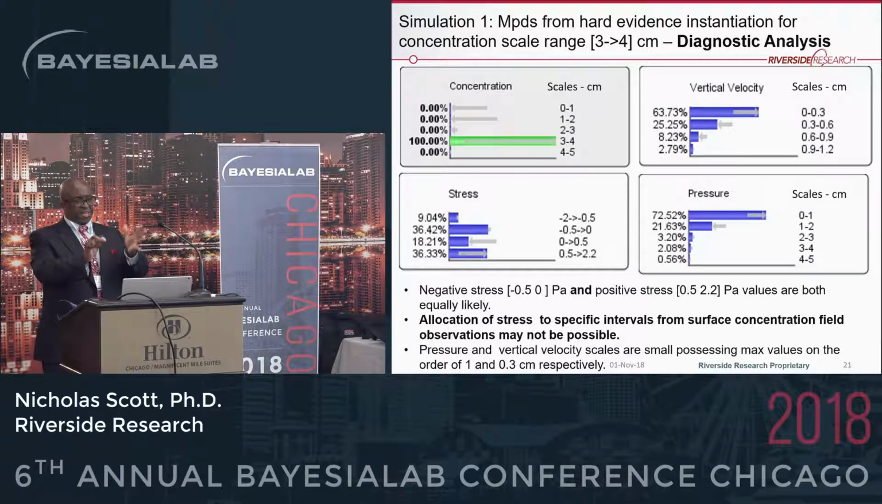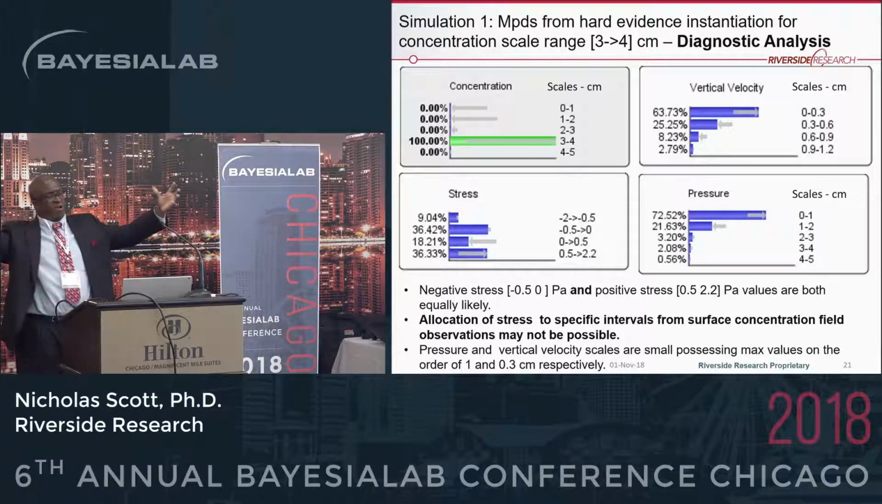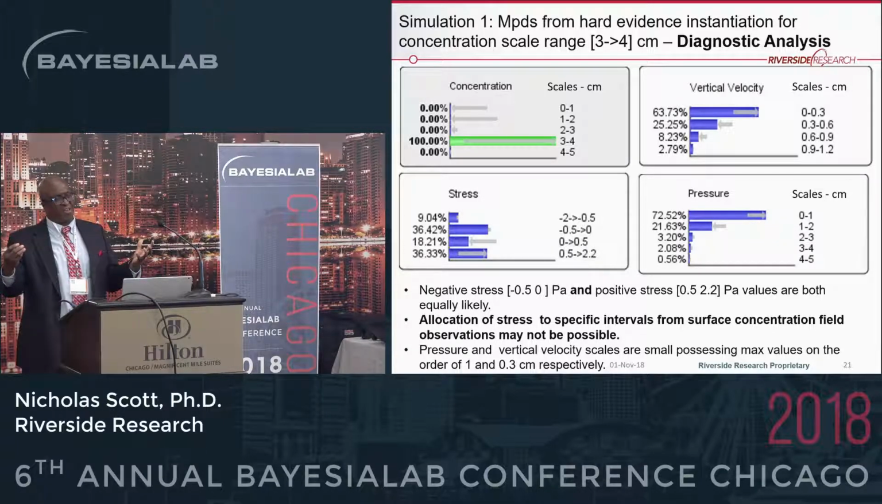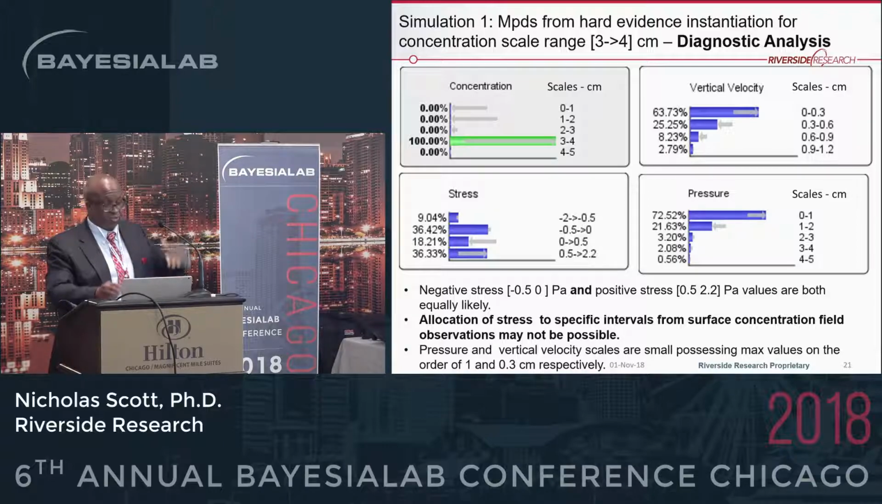when you instantiate concentration, we were hoping that the stress basically was partitioned only in one interval, but it wasn't. It was spread out in both positive and negative. So it becomes hard to readily, uniquely say what particular stress is going to happen, because both of them happen quite equally, just from looking at the concentration, of course.